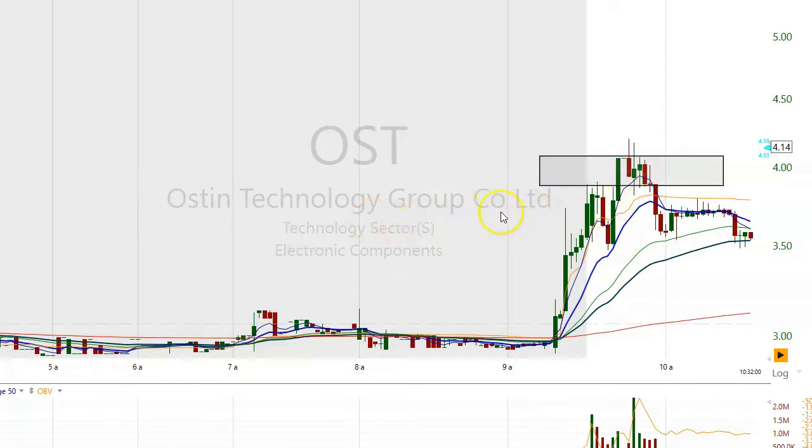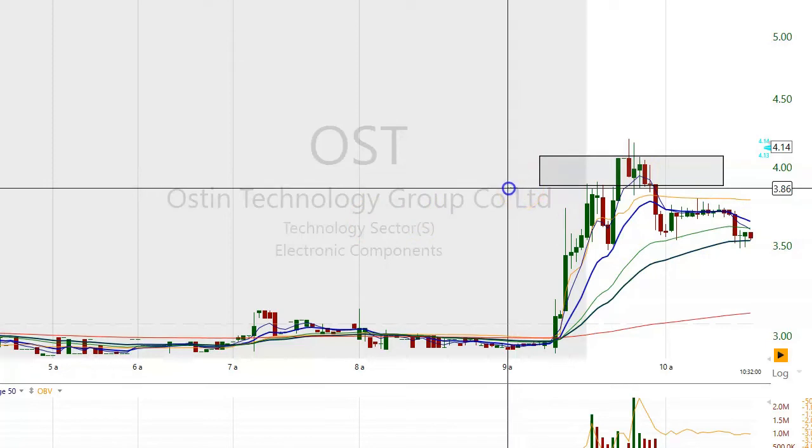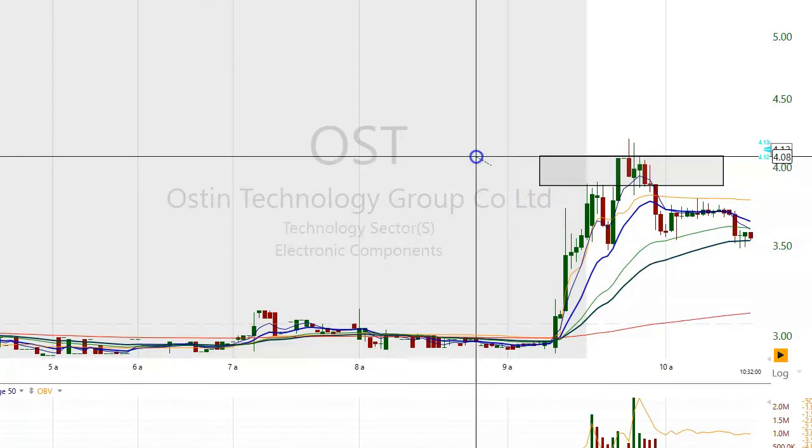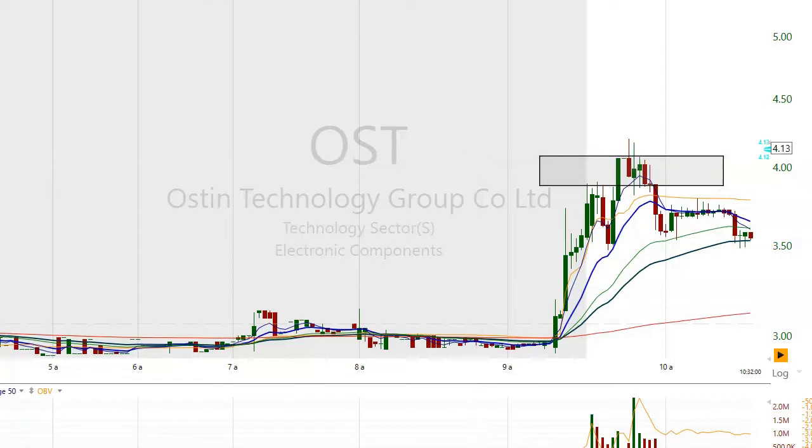So what this rectangle represents is the range here at 380, 385, and 410. I think I said 415 this morning. Doesn't matter. This is the range that it was trading in. And then I wrote bullish above, bearish below. So you want to watch this when it's trading in this range.